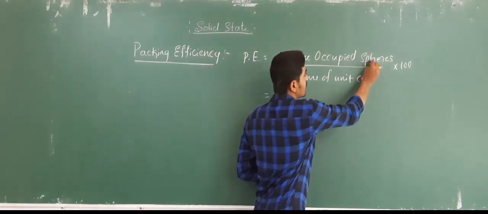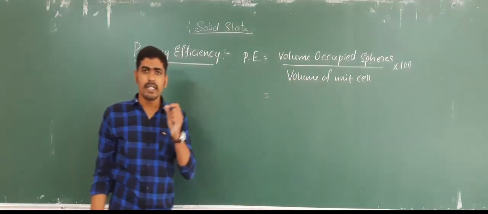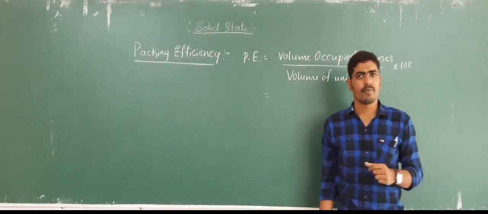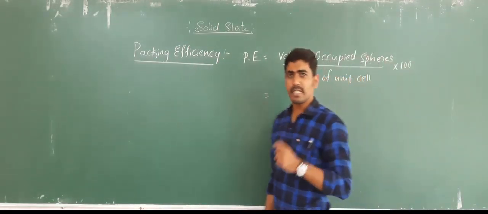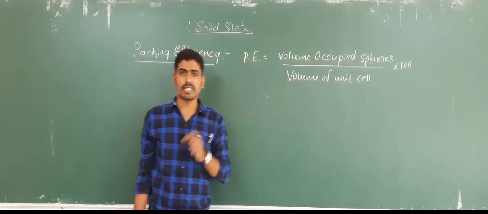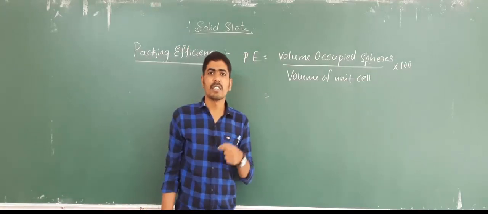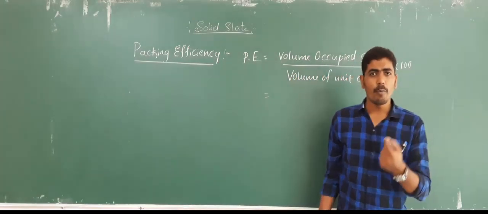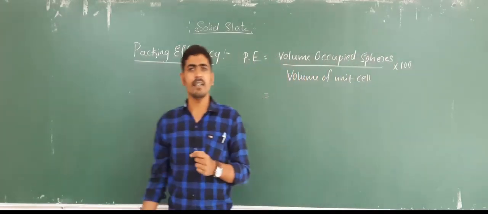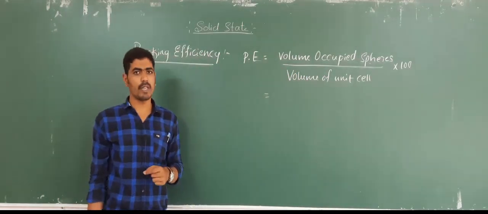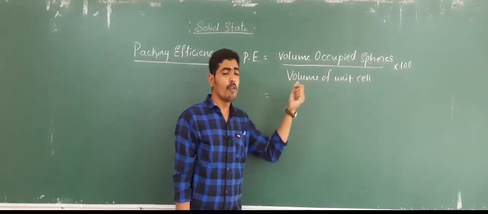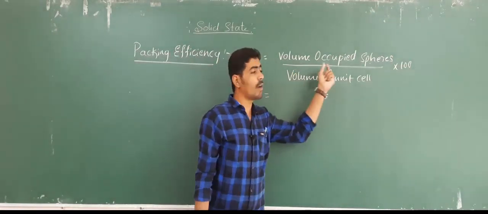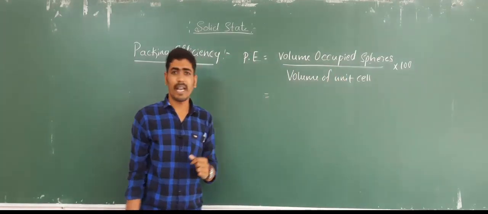Here I have written spheres because each particle is considered as a solid sphere. While explaining the representation of particles in the unit cell, we studied three types: space filled representation, actual portion representation, and open structure. There we represent the particles in the form of spheres, and hence here also we will consider the particles as spheres, and the volume occupied by spheres you should calculate.